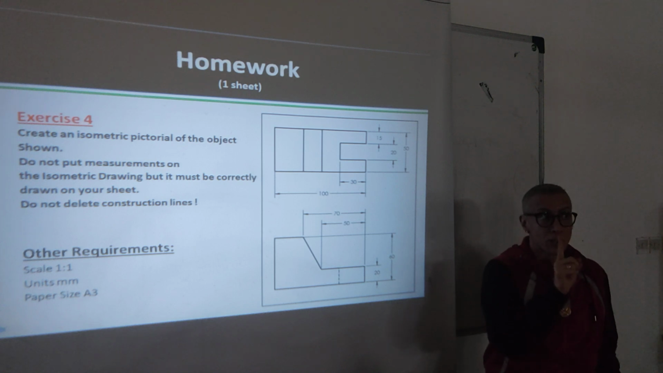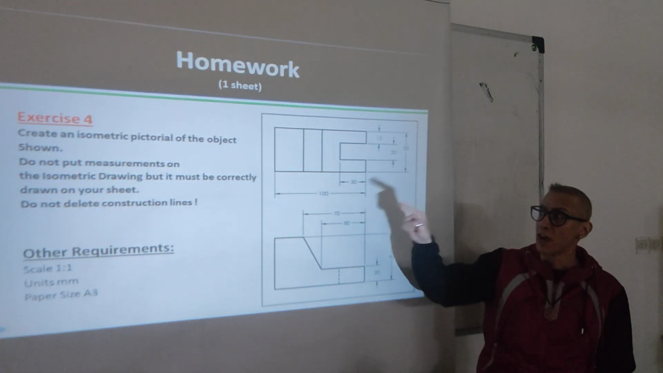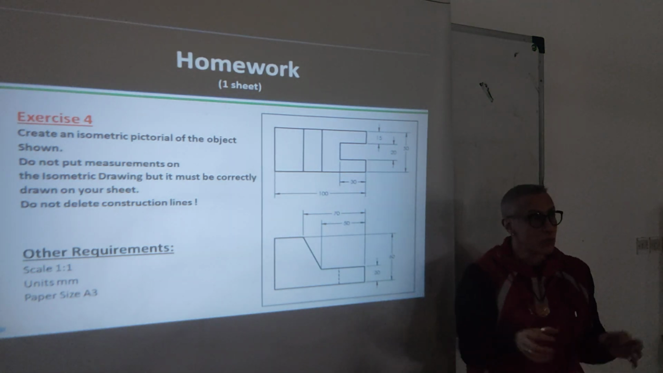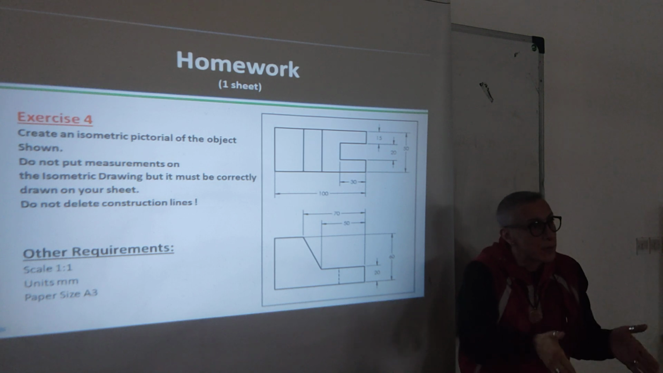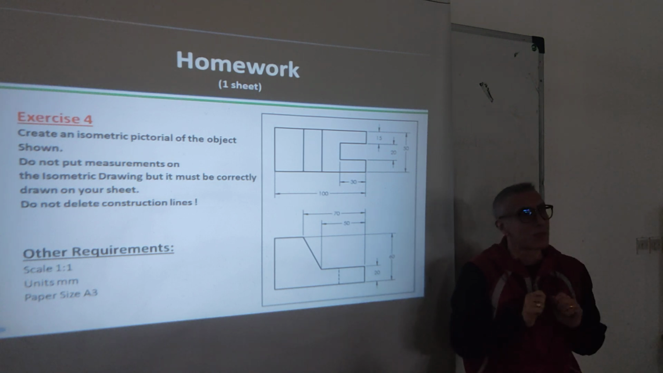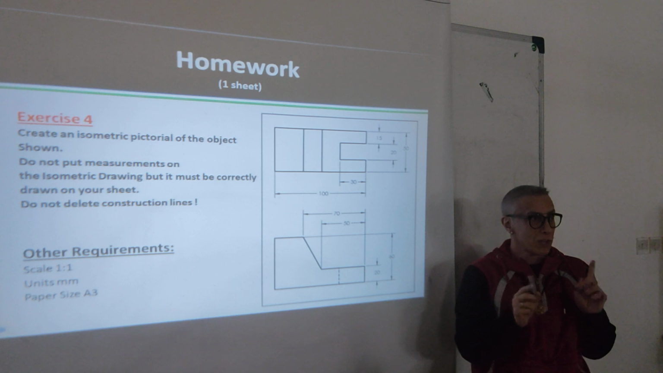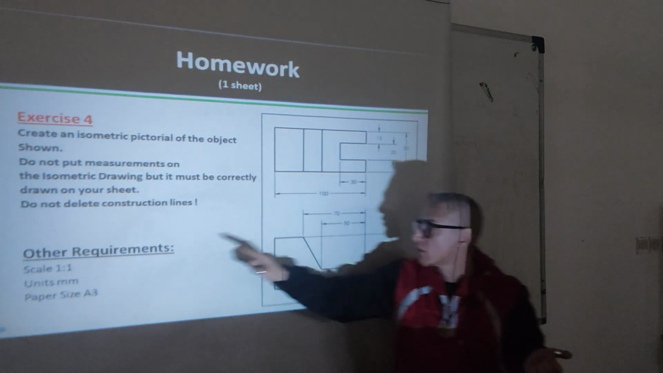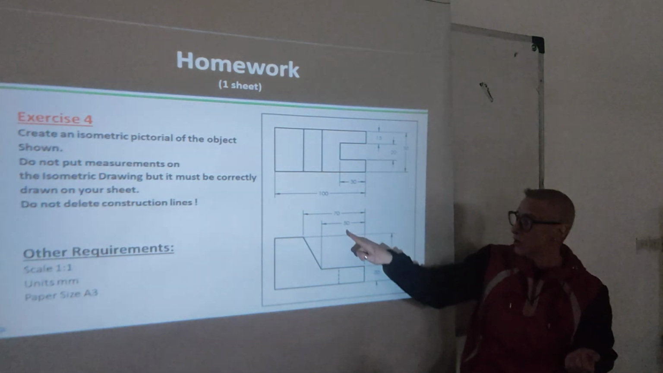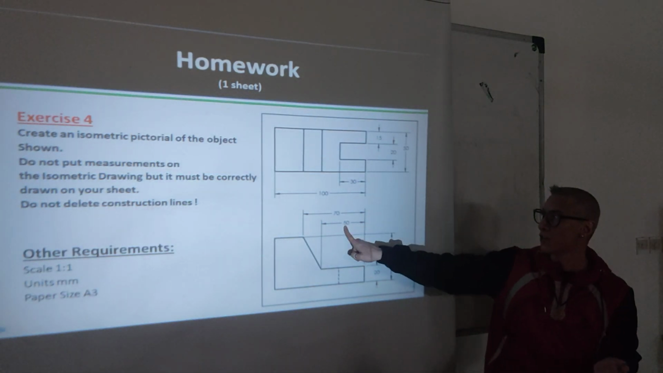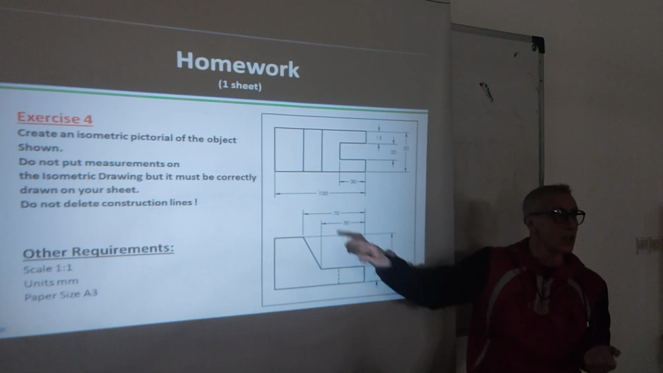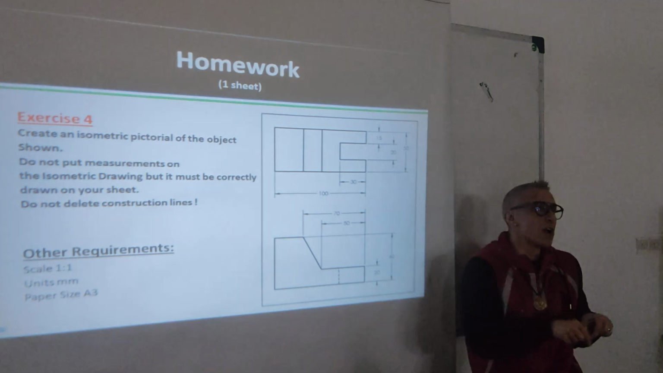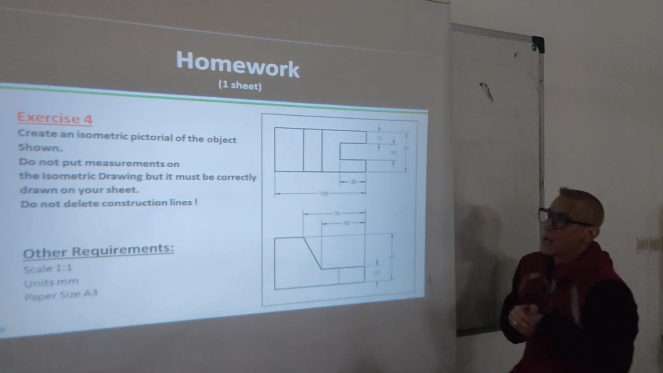Do not put measurements on the isometric drawing. So, you will take the measurements from here, but when you draw the isometric on the paper, do not later put the measurements on the isometric. But if I take a ruler and I check, for example, this is what scale? Scale 1 to 1, so you have to use the same measurements. So for example, this is in millimeters, so this here is 5 centimeters, 7 centimeters. So if I measure the isometric, it should be the same. But without you drawing the measurements, okay?